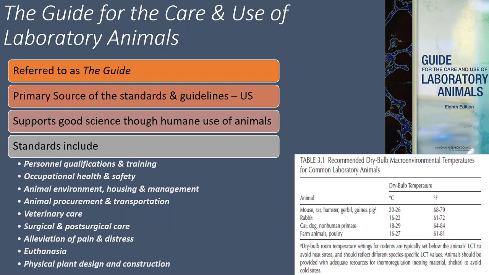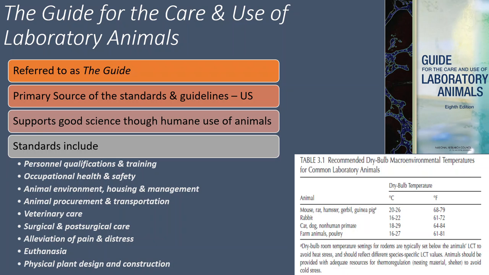For example, the Guide specifies recommended temperature ranges for common lab animals. Mice, rats, hamsters, gerbils, and guinea pigs: 20 to 26 degrees Celsius or 68 to 79 degrees Fahrenheit. Rabbits: 16 to 22 degrees Celsius or 61 to 72 degrees Fahrenheit. And non-human primates: 18 to 30 degrees Celsius or 64 to 86 degrees Fahrenheit. Deviations from these ranges are considered problematic, as adherence to them is a condition of using animals in research.